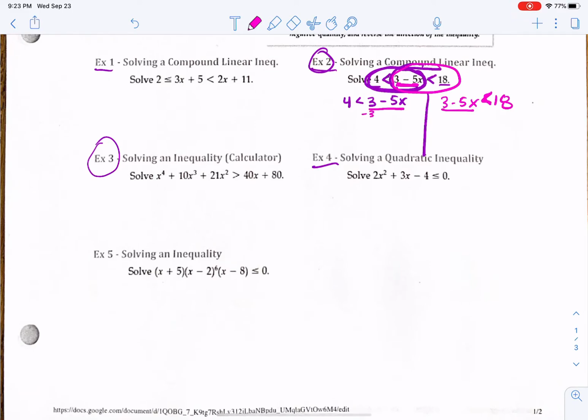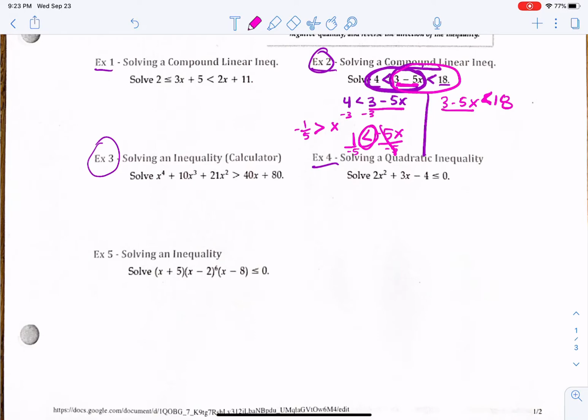I'm going to subtract the 3 over. So 4 minus 3 is 1. 1 is less than, this will be negative 5x. And remember that when you divide by a negative, you have to flip the sign. So negative 1 over 5 is less than, no, excuse me, I just said flip the sign and then I didn't do it. Greater than x, right? You have to flip this sign right here when you divide by a negative.